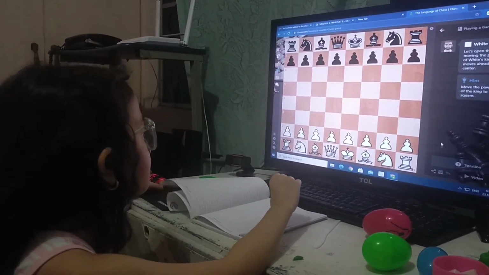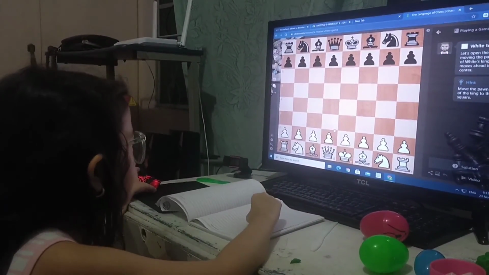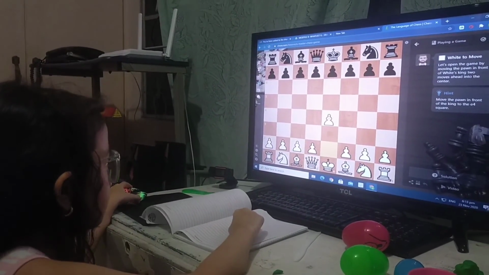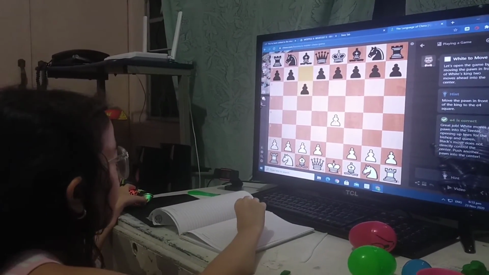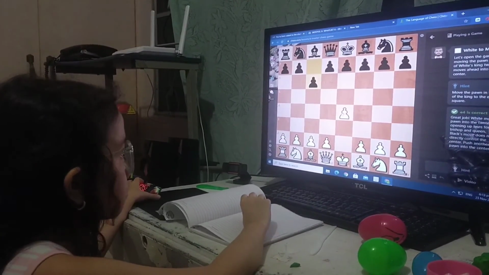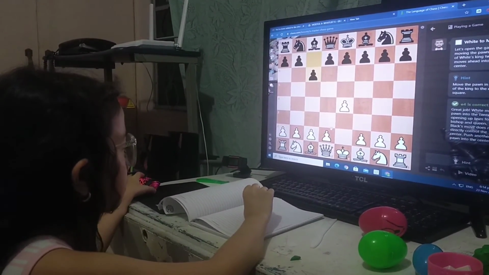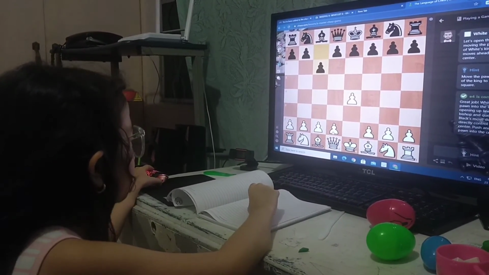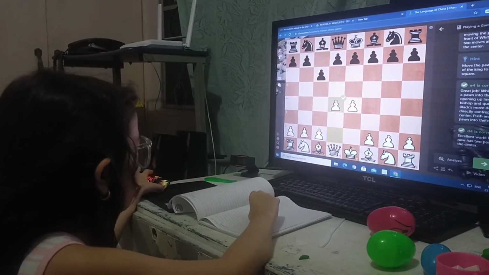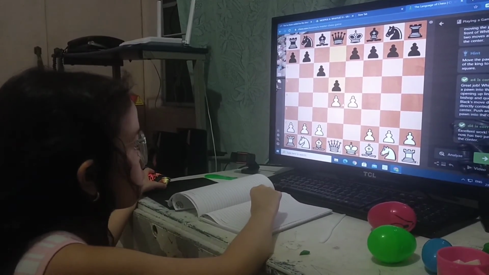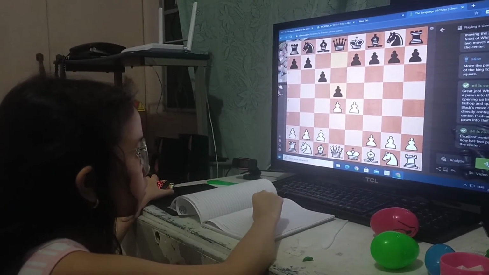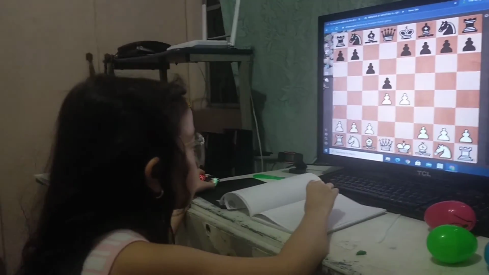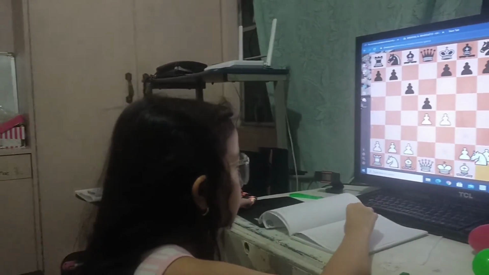Oh, E4 daw. Start ka daw by playing E4. Okay. Oh, playing D4. Ang sabi niya. Napin mo yung D4. Pawn D4. Oh, playing knight C3. Oh, next. Sige, next. Oh, playing knight C3. Oh, mali po yan. Knight C3.